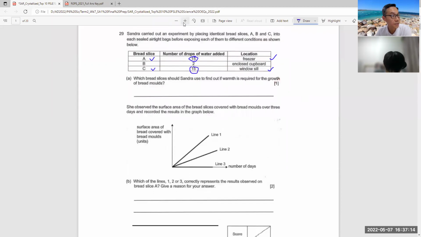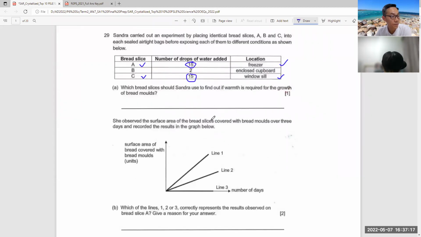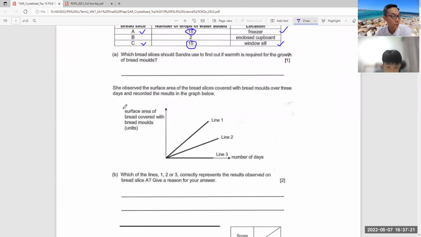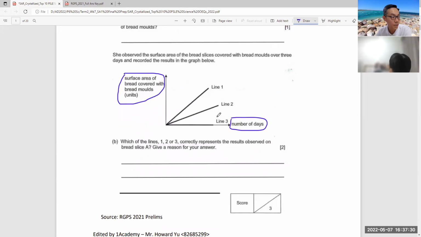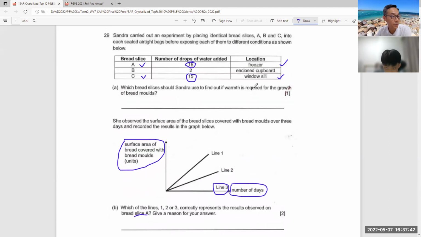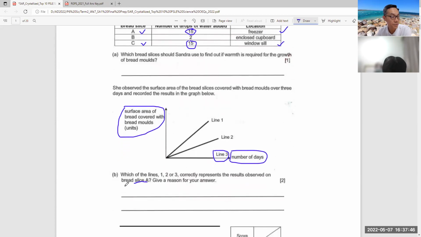Okay, next. She observed that the surface area of bread covered with bread mold over 3 days were recorded. You notice this side, the vertical axis represents the surface area, and this is the number of days. In other words, line 3 shows that there's no mold at all over the 3 days. Which one is observed in bread slice A? As you notice, bread slice A is in a freezer, right? So the answer is line 3.